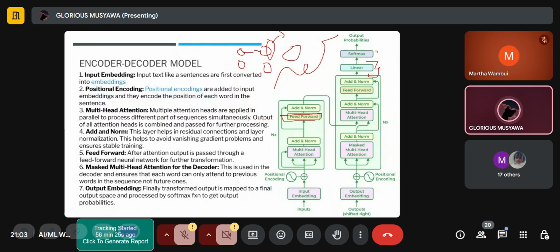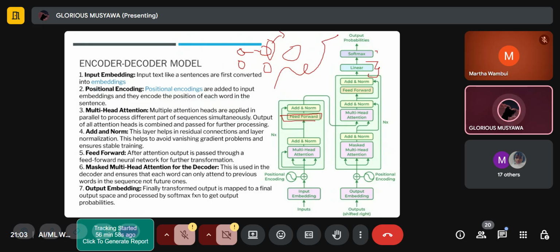So the encoder involves input embeddings, positional encoding, multi-head attention. We're doing normalization, and then we feed forward to the decoder. Assume this is a text translation model. So remember, an encoder understands the text. It's understanding what I'm saying, but a decoder generates the text.